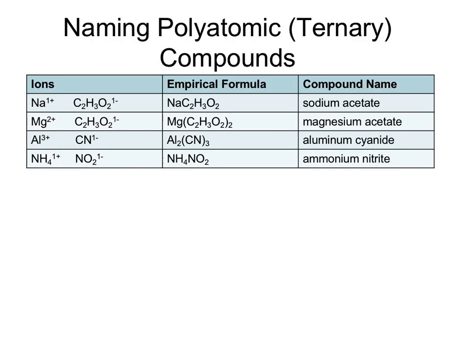So this guy is called sodium acetate. Magnesium with acetate: the formula is different. I got 2 acetates with this one, but it'd be called magnesium acetate. What is the CN with a -1 charge called? Cyanide. So that's aluminum cyanide. Is naming them that hard? The hard part is you got to remember, look at this sheet. I'm not going to give you one that's not on this sheet.